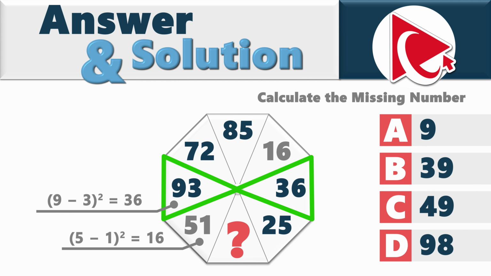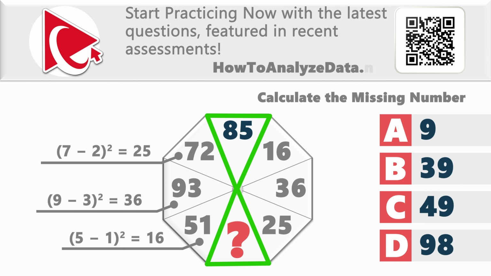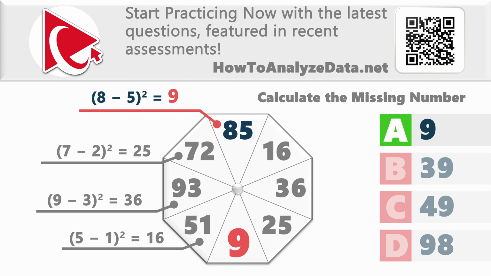9 minus 3 squared equals 36. 7 minus 2 squared equals 25. So the missing number is calculated as 8 minus 5 squared and equals 9. So the correct answer here is choice A, 9.